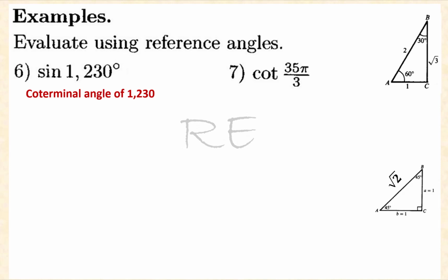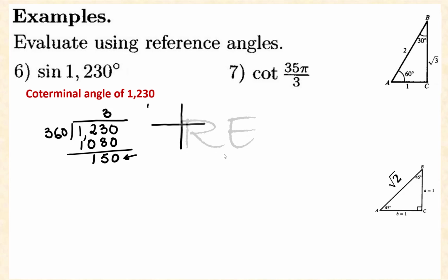A simple way to find the coterminal angle of 1230 is to divide by 360. And when we do, the remainder will be coterminal to 1230. And the remainder, when we divide by 360, is 150. So 150 is coterminal to 1230. 150 is a second quadrant angle.